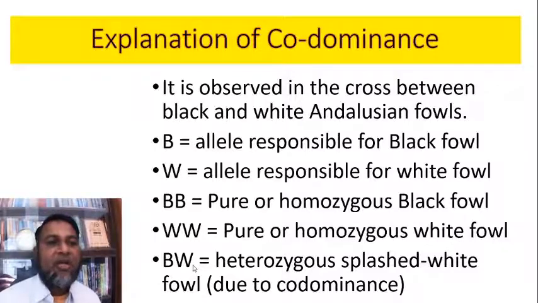Here the exception or deviation is BW, the heterozygous offspring. According to Mendel's first law, dominant characters are expressed in heterozygous condition, but no dominant characters are expressed in the case of codominance. Here both characters are expressed in this offspring, or the heterozygous offspring shows mixed characteristics, a mixed trait.